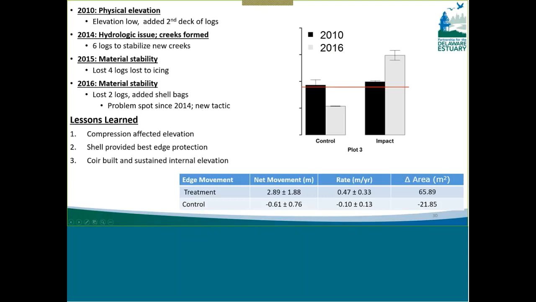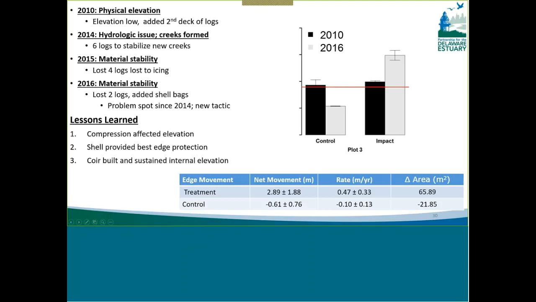Compression affected the elevation in 2010. We learned the shell provided the best edge protection at this site, but the Coir built and sustained internal elevation. I touched on that before, and I included a graph here for it.